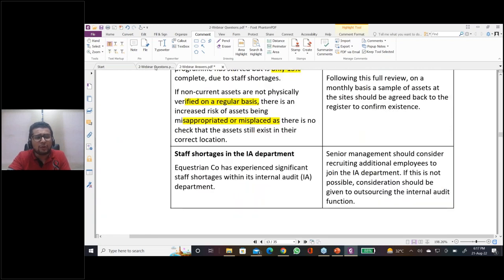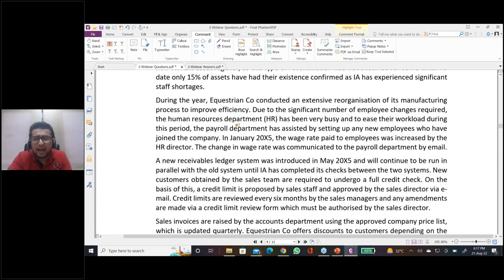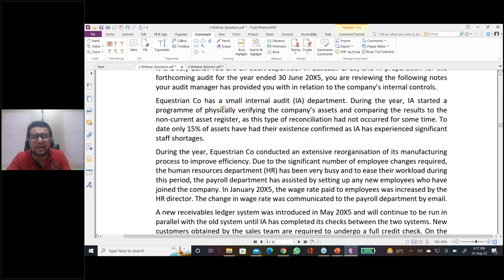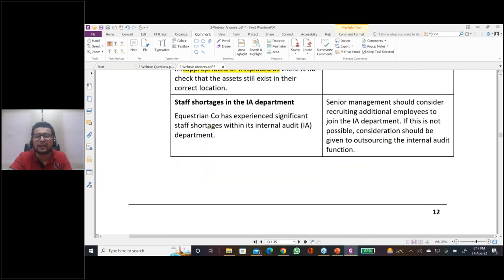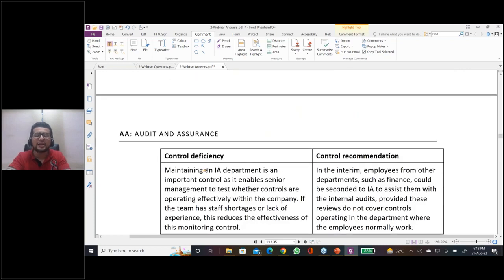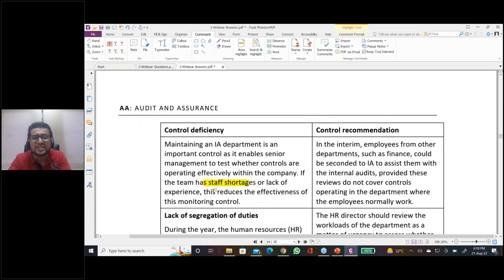Now, before we move on to the next line, one more deficiency. Overall, the internal audit department is under resourced, right? An internal audit department is an important control within an organization. So you could come up with another deficiency, that the company has experienced significant staff shortage within the internal audit department. And considering the internal audit department is an important control which enables the management to identify whether controls are operating effectively or not, if the internal audit department is not sufficiently resourced, this reduces the effectiveness of this all important control.